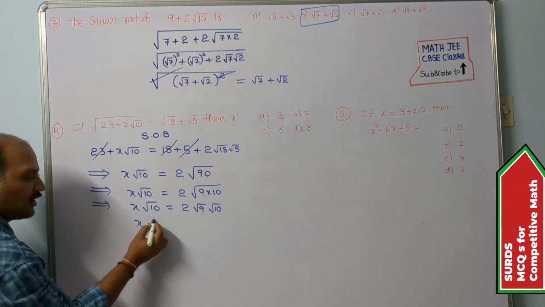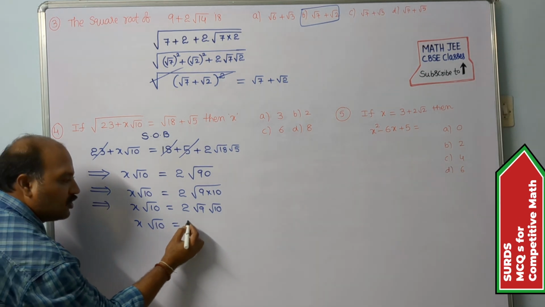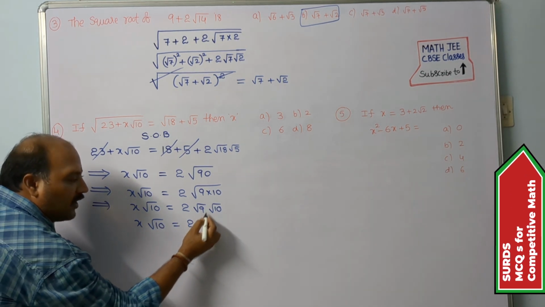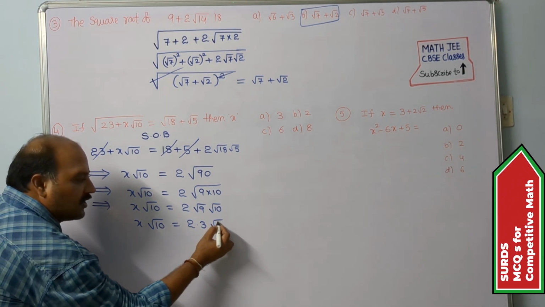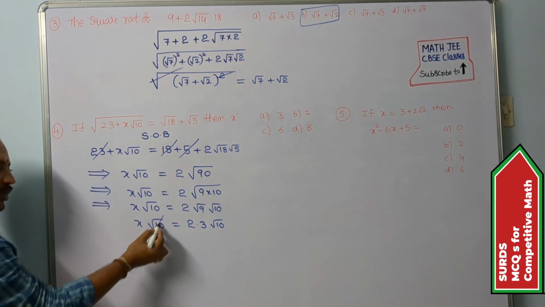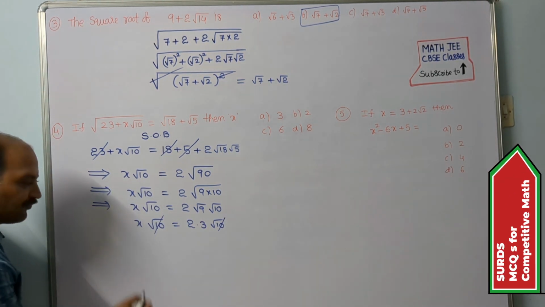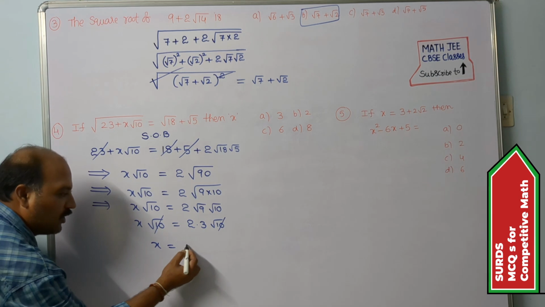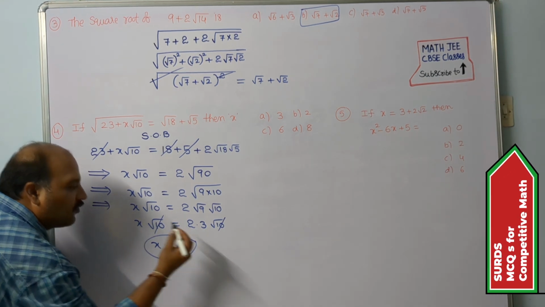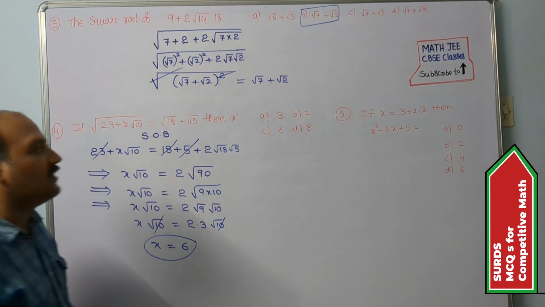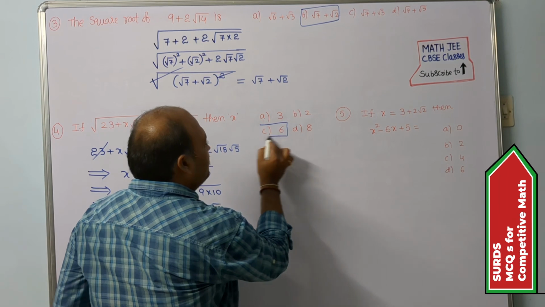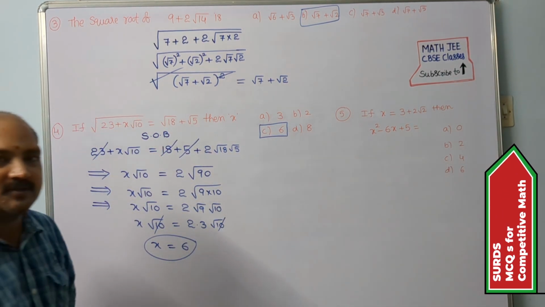So x root 10 is equal to 2 into root 9, which is 3, into root 10. So on both sides we cancel the root 10. x is equal to 2 into 3, 6. Therefore the value of x is equal to 6. It is there in the third option, dear students.